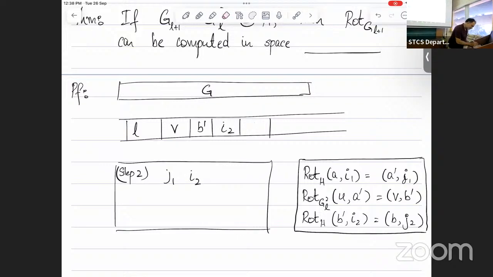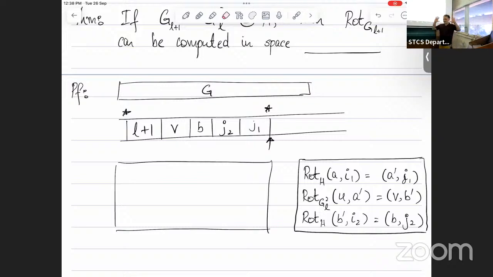Again, erase all of these stars. Okay, call H again. So that is going to become some B comma J2. And then I copy this J1 that I had stored back into this place, and then readjust all the stars. Increment this L back to L plus 1. Put the head here, erase everything, and then say, okay, now I'm done.